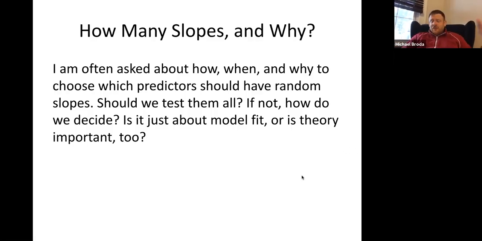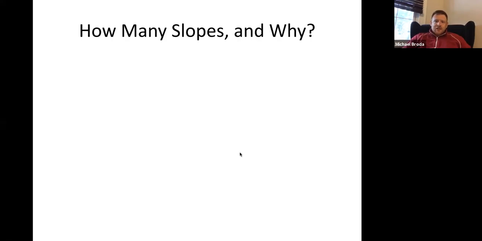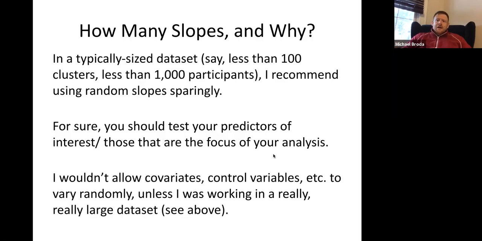And I would just remind you that this is sort of the icing on the cake. So random slopes, along with cross-level interactions, are kind of the last thing that you test, after you've built a model that you think is pretty good that answers the research questions that you are setting out to answer. So my answer would be, if you have what I'm calling a typically sized multi-level data set, and by that I mean you have 100 or fewer clusters, so schools, for example, and less than 1,000 total participants, I recommend using those random slopes actually pretty sparingly.